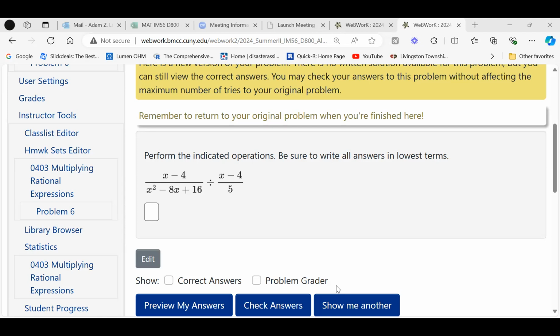Okay, similarly here, first of all, we're going to put in parentheses. Now we're going to turn this division into multiplication. So carry over the first fraction, leave it as is, and turn the division to multiplication, then use the reciprocal of this fraction, which will become 5 over x minus 4.